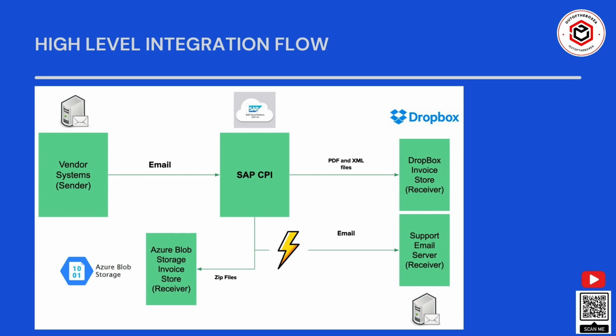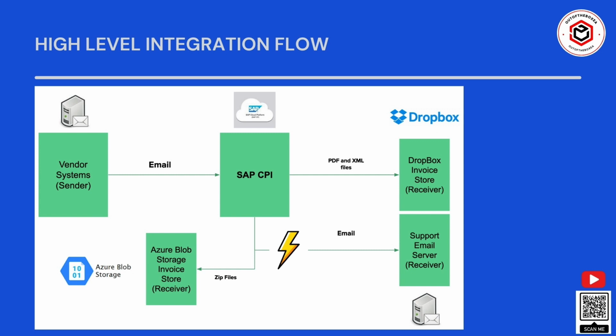Let's now talk about the sender systems. As per the business requirement, vendor systems are sending emails to SAP CPI. So in this case, the sender system is nothing but a vendor system, which is an email server. So now draw a line between sender system and SAP CPI. In this case, we are using mail adapter or email adapter between sender system and SAP CPI.